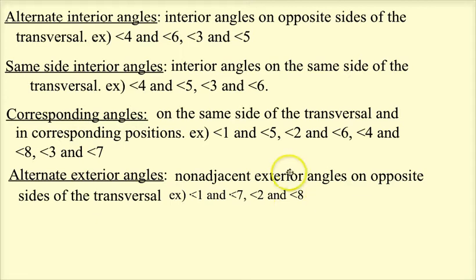For now we're just talking about lines and transversals, and tomorrow we'll talk about when the lines are actually parallel. But now we know the names for those angles that are formed, and we'll learn some more about what kind of angles they are if the lines are parallel. Okay, so that's it for today.